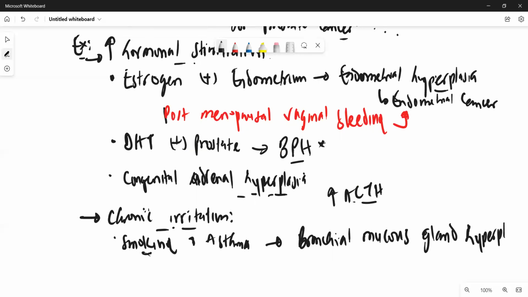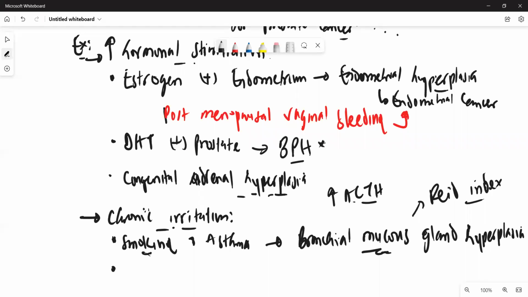Right? So hyperplasia of the mucous gland. And when we talk about COPD and chronic bronchitis, when we get to the respiratory system, there's something that we can actually use to evaluate the size of the mucous gland, which is what they call the Reid index. We're going to talk about this when we get to the respiratory system.